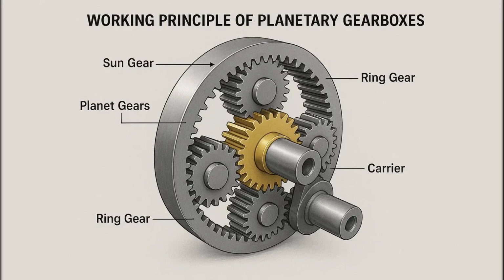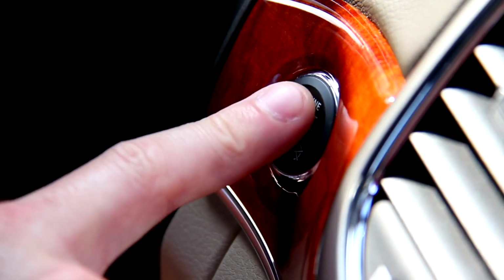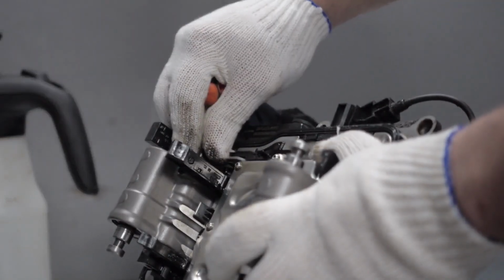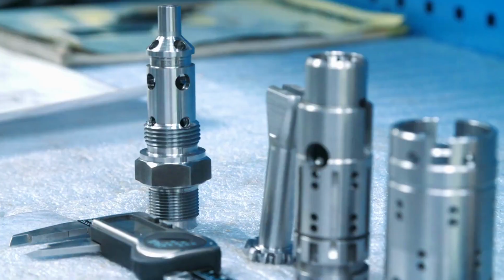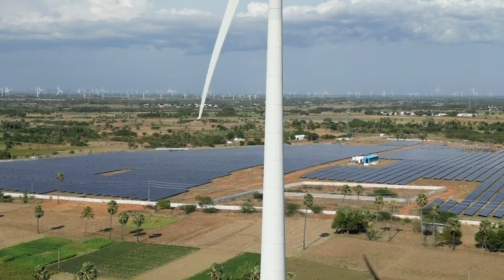This system consists of a central gear called the sun gear, multiple smaller gears called planet gears, and an outer ring gear. The planet gears rotate around the sun gear while also spinning on their own axes. This configuration has several major advantages. It is extremely compact, can handle high loads, and allows multiple gear ratios within a single system. Planetary gear systems are widely used in automatic transmissions, electric drive systems, industrial machinery, wind turbines.